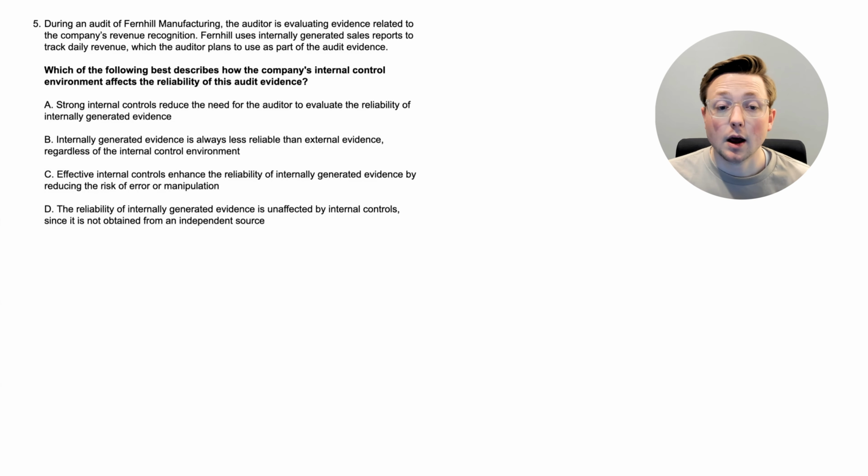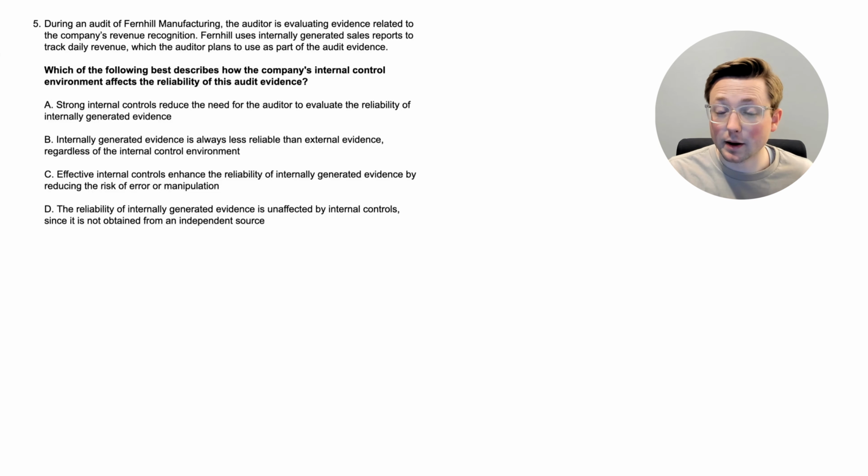Let's go through the options. Option A, strong internal controls reduce the need for the auditor to evaluate the reliability of internally generated evidence. Option B, internally generated evidence is always less reliable than external evidence, regardless of the internal control environment. Option C, effective internal controls enhance the reliability of internally generated evidence by reducing the risk of error or manipulation. And option D, the reliability of internally generated evidence is unaffected by internal controls since it is not obtained from an independent source.